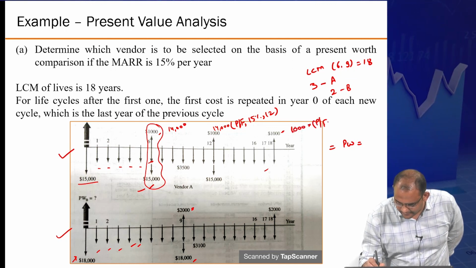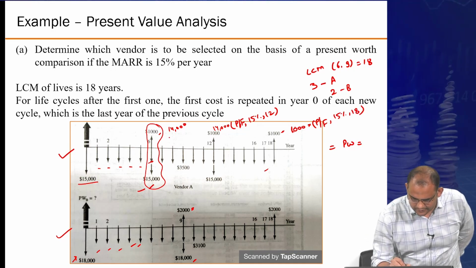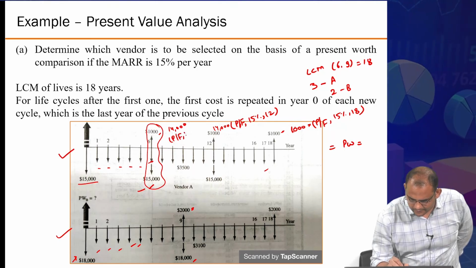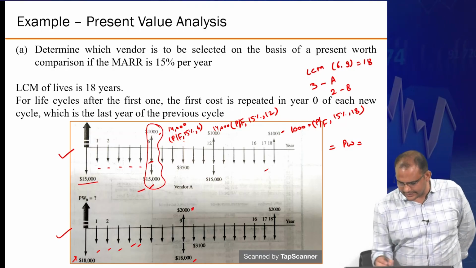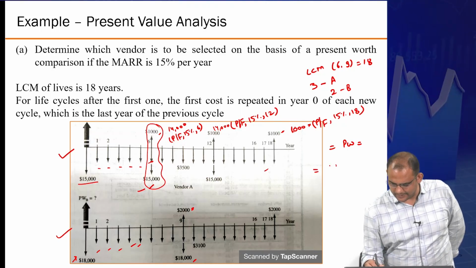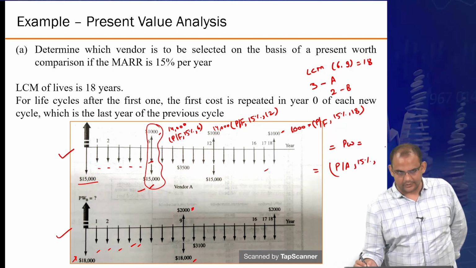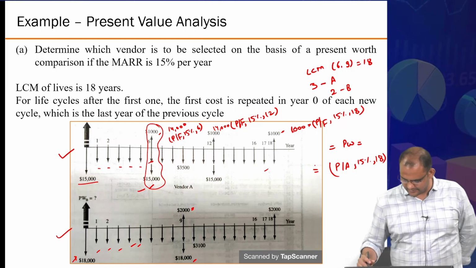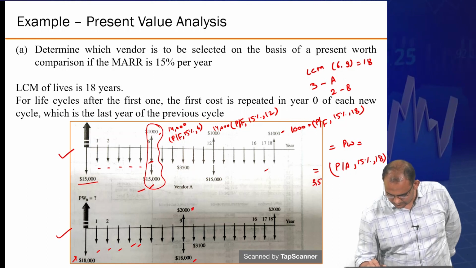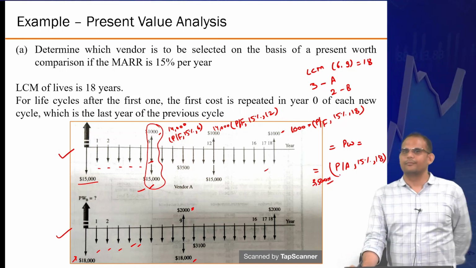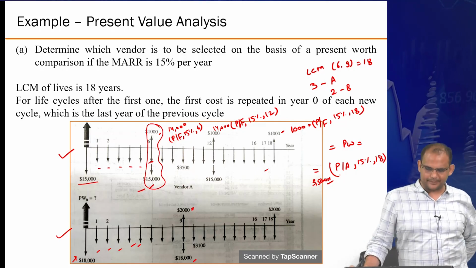P by F, 15%, 18 years. This is 14,000, P by F, 15%, 6 years. Then what's the A series? P by A, 15% for 18 years multiplied by 3,500. Okay, sum of this, what is it coming?